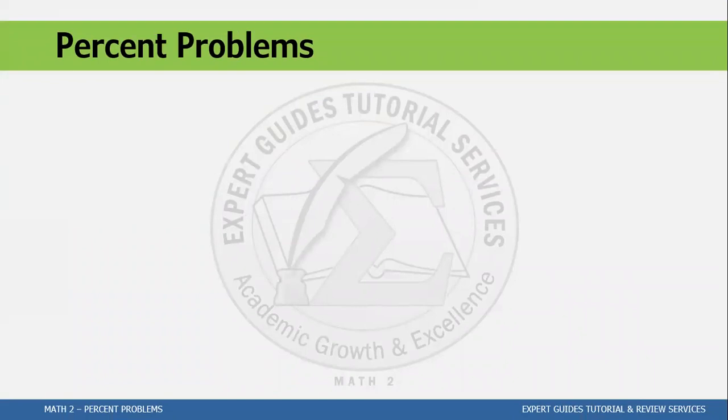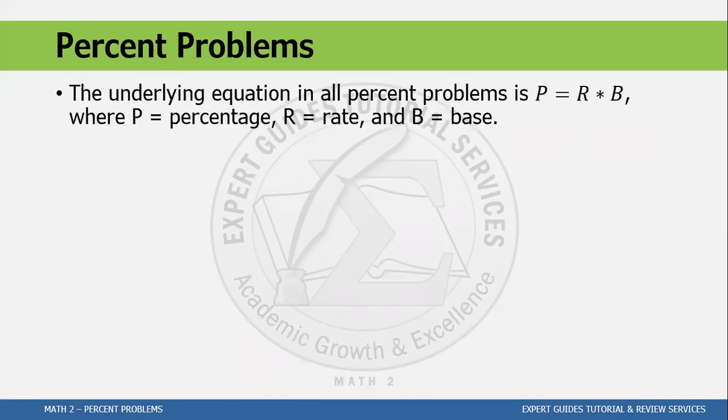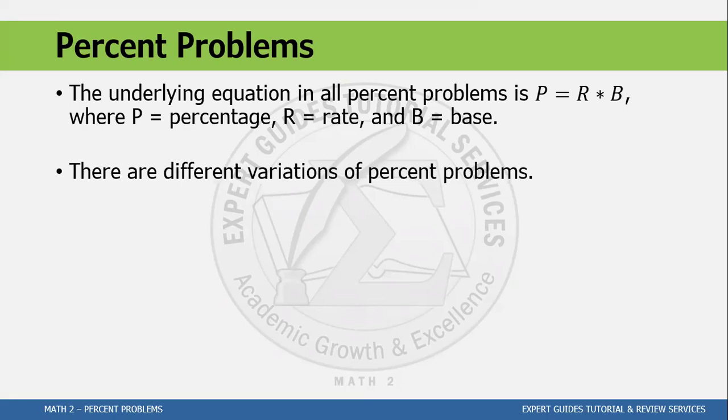Now, in the series of lectures that I will be discussing, I will be focusing on the different types of word problems that you may encounter in your tests or exams. And one of the most common types of word problems are percent problems. And the underlying idea or equation in these types of problems is P equals R times B, where P is the percentage, R is the rate expressed in percent, and B is the base. Now, there are actually many different types of percent problems, but for today's lecture, we'll be focusing on the two most common types of problems.